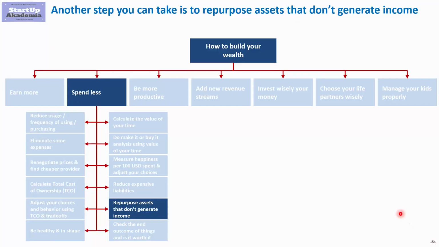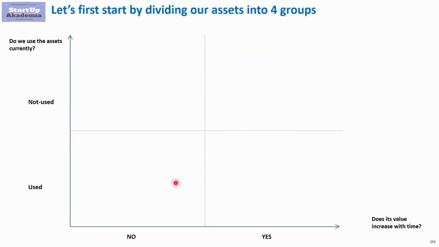One of the other interesting things you can do is simply to repurpose assets that don't generate income. This will help you spend less and maybe even generate a certain additional income that will come in handy. And now, before we do that, we should actually divide the assets into 4 groups.